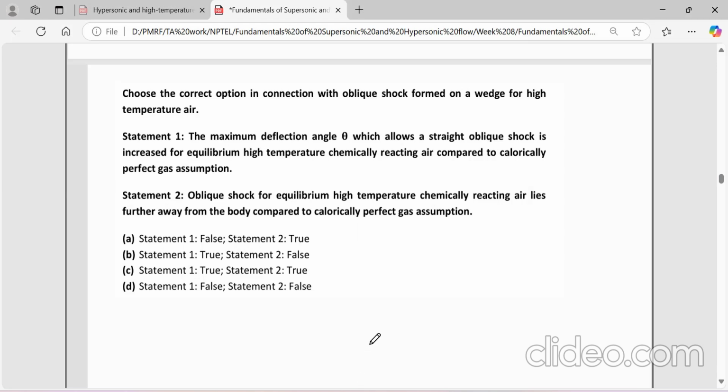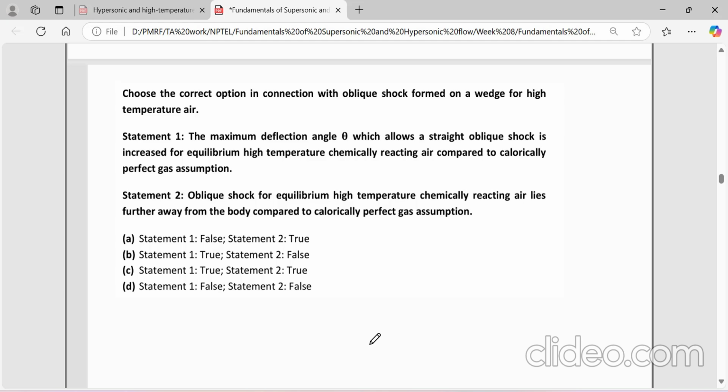Okay. Now we'll see the next problem. Choose the correct option in connection with oblique shock formed on a wedge for high temperature air. The maximum deflection angle theta, which allows a straight oblique shock, is increased for equilibrium high temperature chemical reacting air compared to chemically perfect gas assumption.